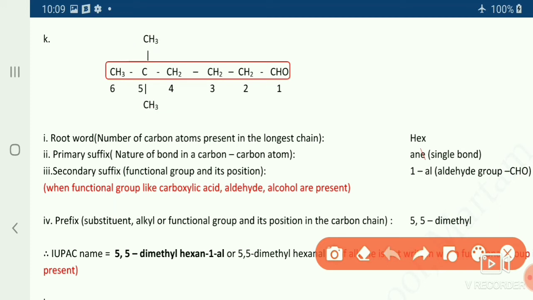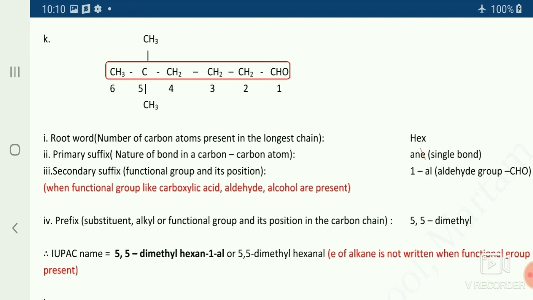So what will you write for prefix? 5,5-dimethyl, because there are 2 methyl, 1 here, 1 here. So 5,5-dimethyl is the prefix. And lastly the name. What is the name? Name is 5,5-dimethylhexane-1-al.